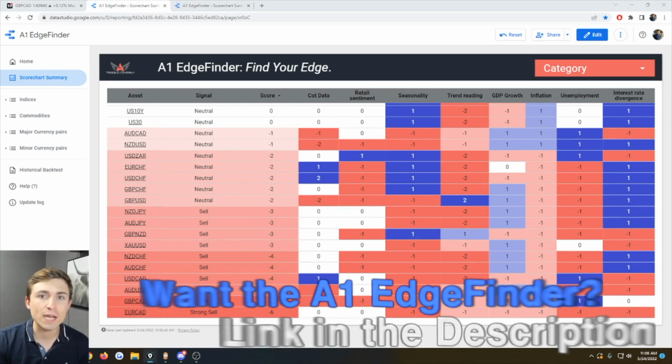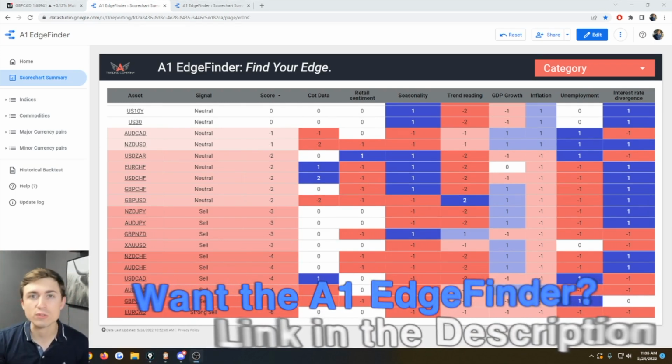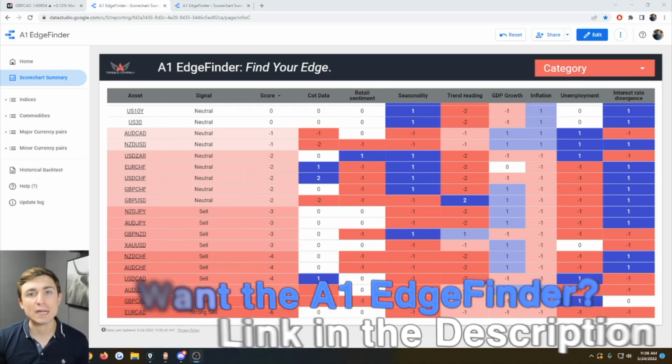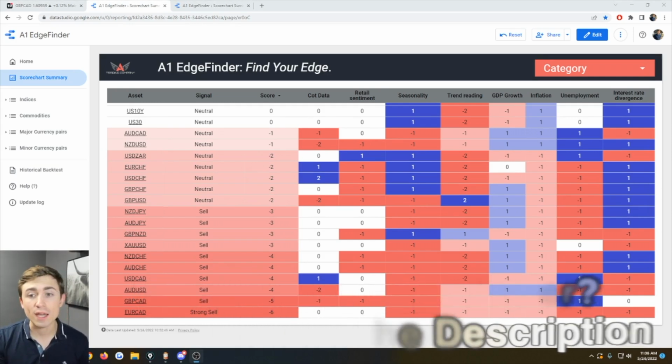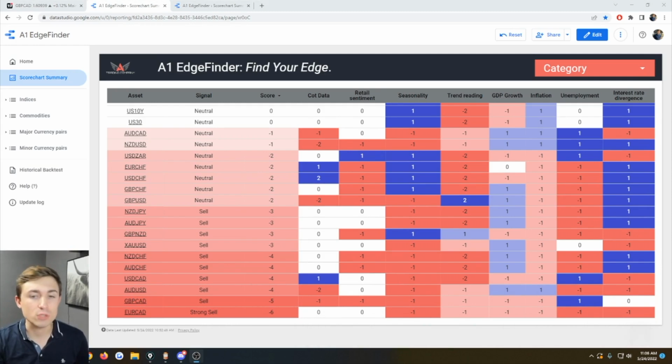Please let us know your feedback. We would love to hear from you. We're working really hard on this tool, and we're trying to make it the best tool out there for traders looking to look at many different metrics at a single time using automated software.